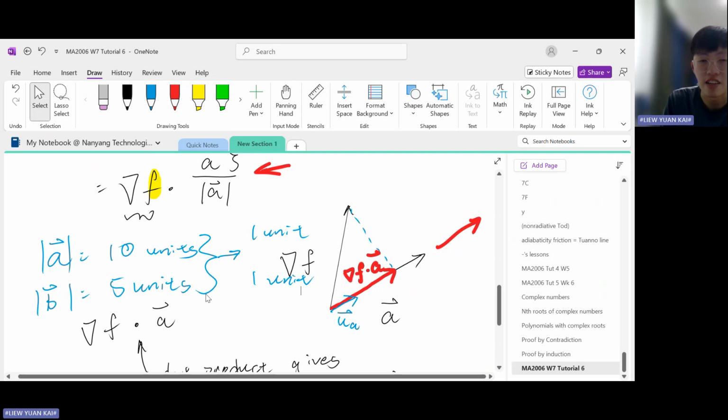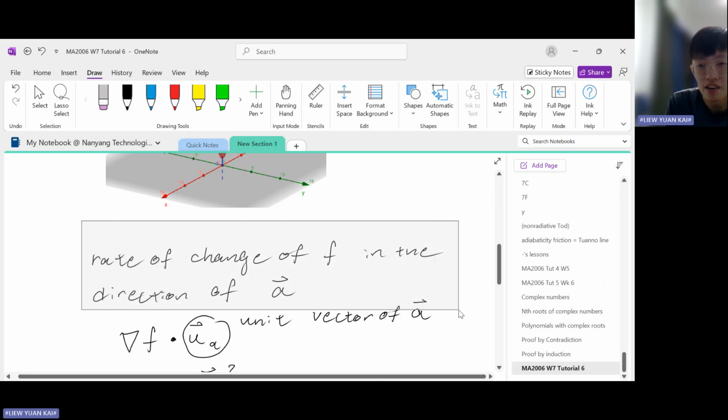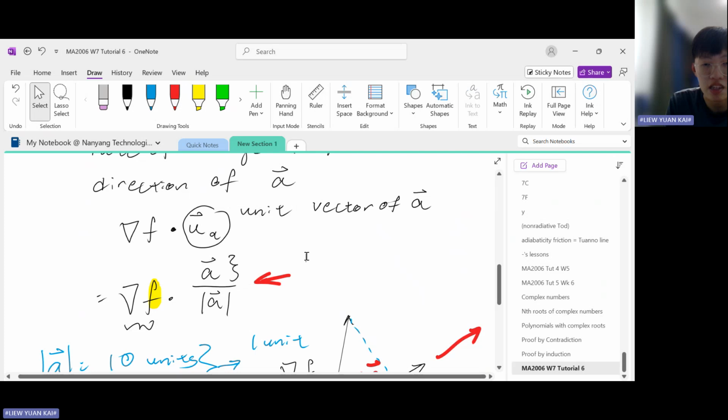Even if you didn't get all that, never mind. The main takeaway is that the rate of change of f in the direction of vector A is given by nabla f dot the unit vector of A.